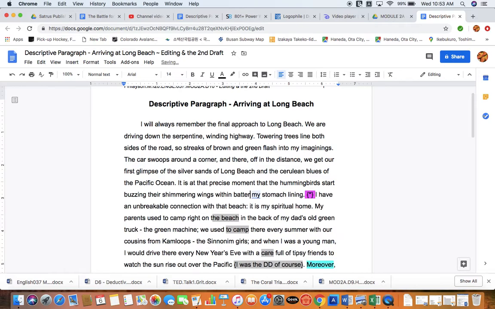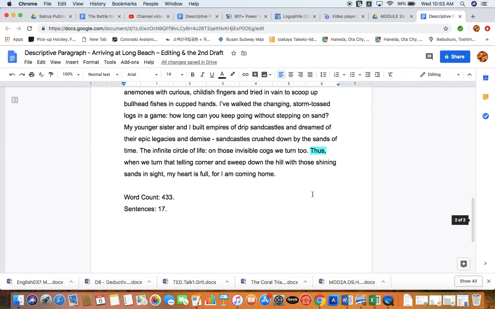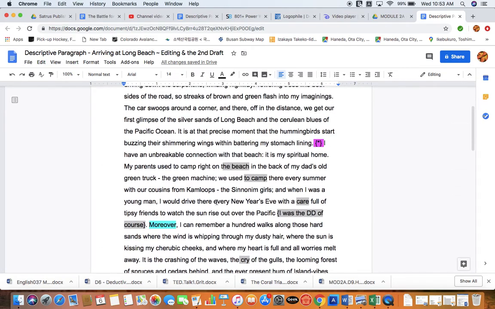Okay, I just put it in the right form. Okay, so I like that better. Their shimmering wings within, battering my stomach lining. Okay, good. Now I've also indicated here that I might want to include a little bit more detail, but actually upon looking at the assignment prompt again and looking at our word count again, because we're already kind of running a little bit long, I'm just going to remove this. I don't think we need to add anything more here.